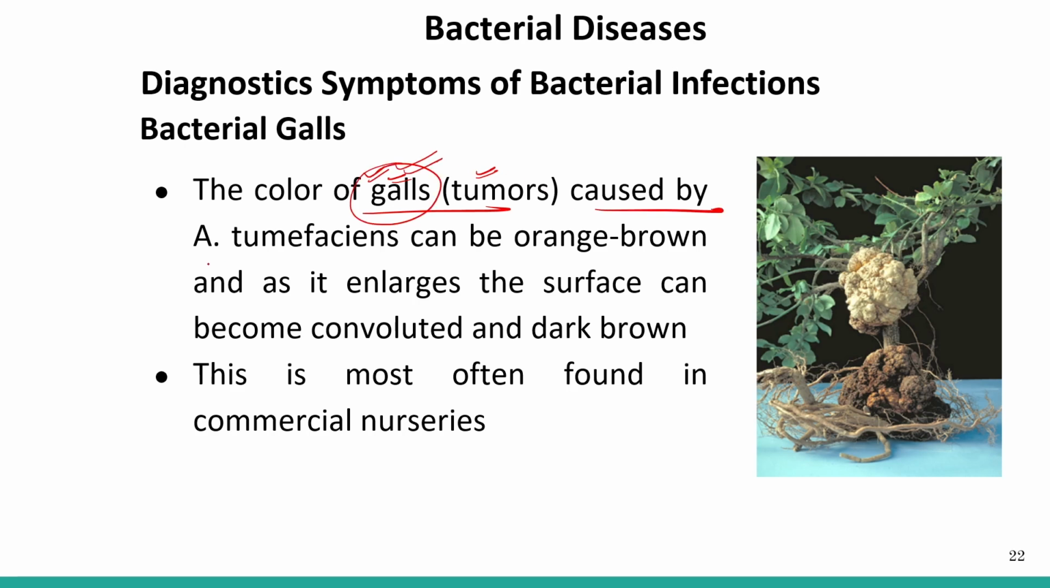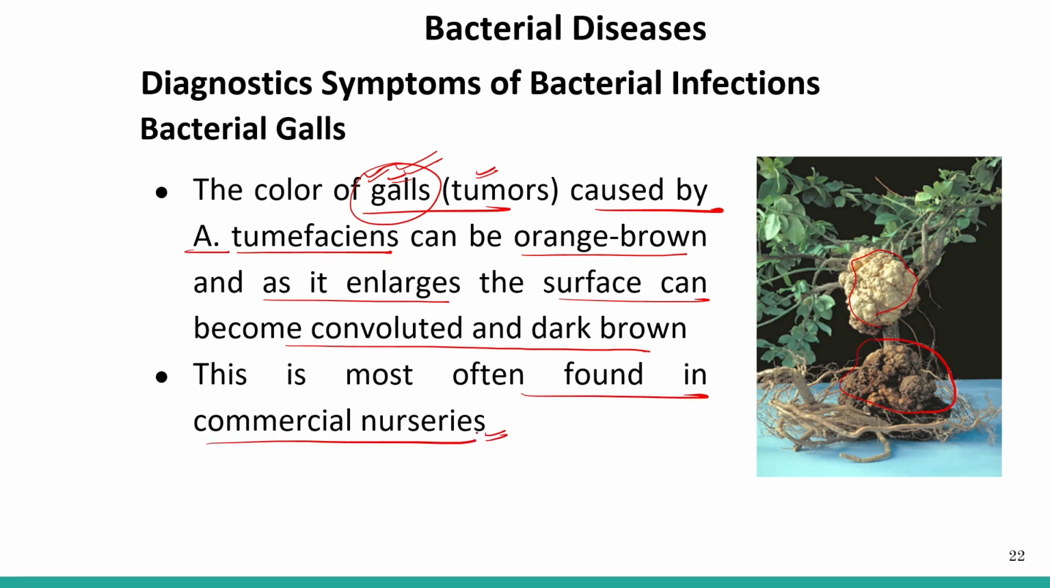That also occurs in plants, and its name is gall instead of tumor. They are caused by Agrobacterium tumefaciens and can be orange brown, and as it enlarges, the surface can become convoluted and dark brown. So here you can see this gall. This is most often found in commercial nurseries.